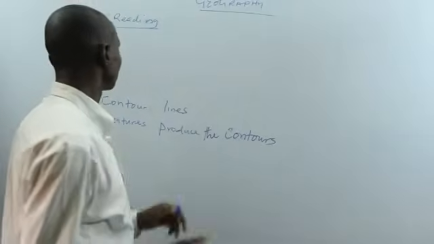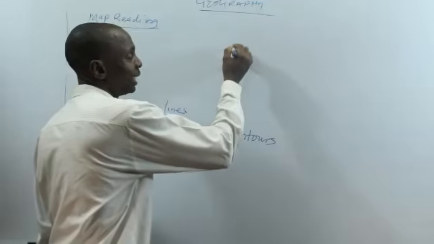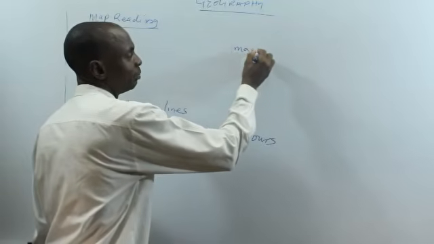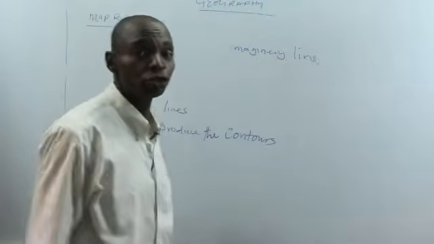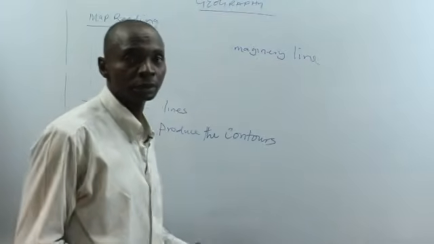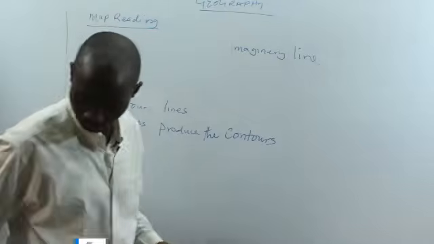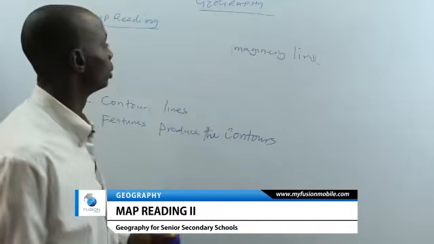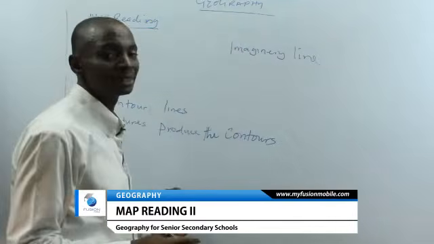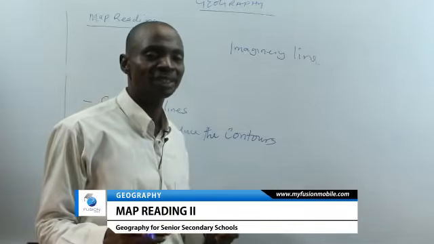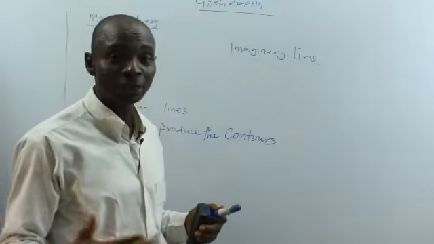Okay, we are talking about contour lines. Contour lines can be defined as an imaginary line drawn on the map, joining places of equal height above the sea level. We call them imaginary lines because you cannot see them.